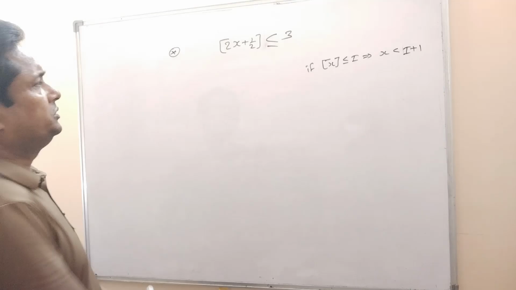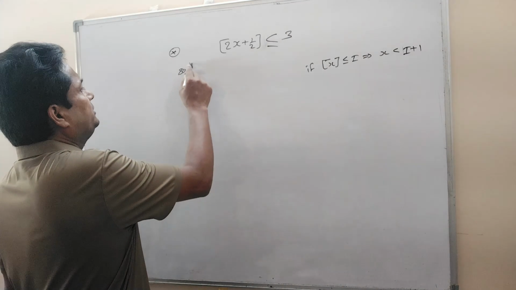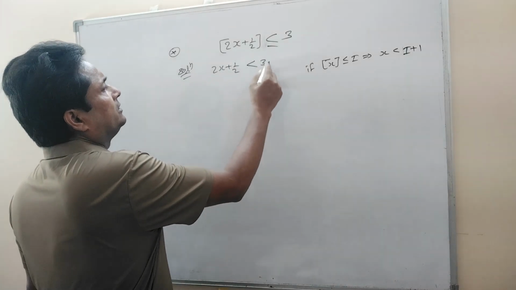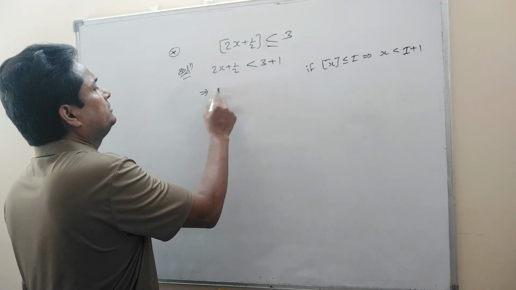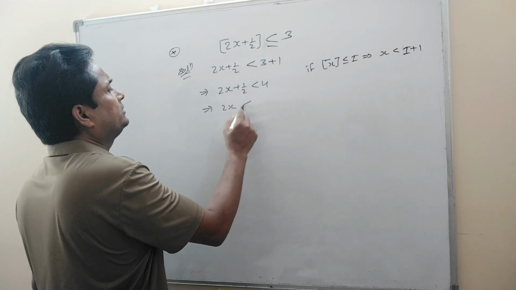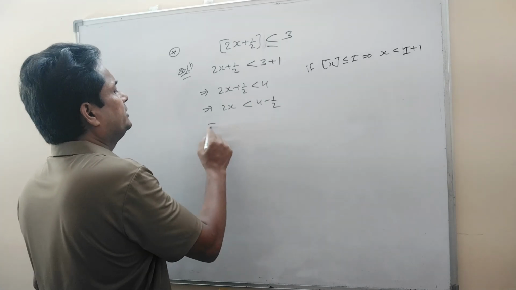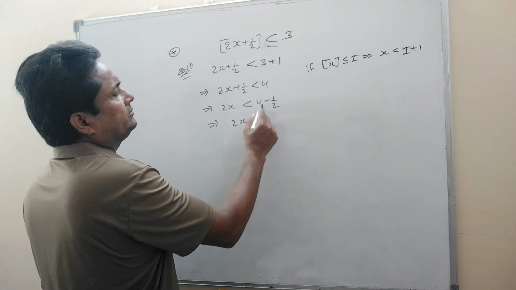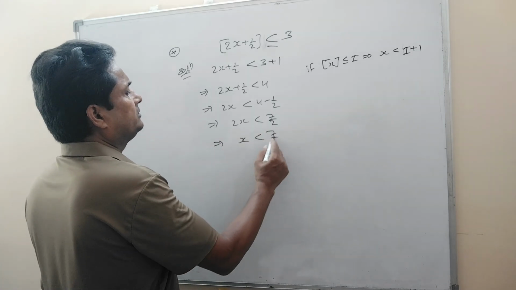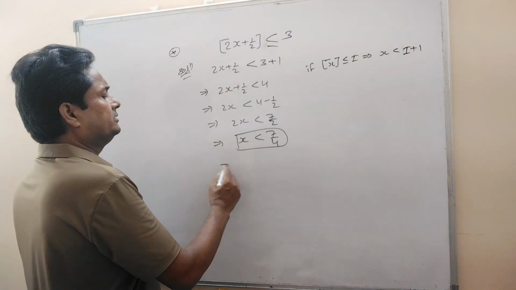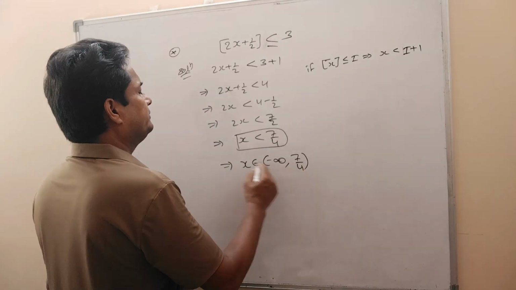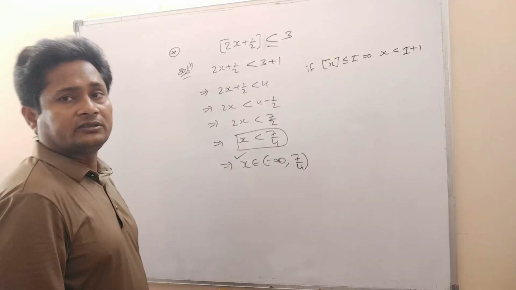So what will be your solution in this case? This will be 2x plus 1 by 2 less than 3 plus 1. That means 2x plus 1 by 2 is less than 4. That means 2x is less than 4 minus 1 by 2. So 2x is less than 7 by 2. So x will be less than 7 by 4. So this is our answer. That means x belongs to minus infinity to 7 by 4. So this is our answer in this case.